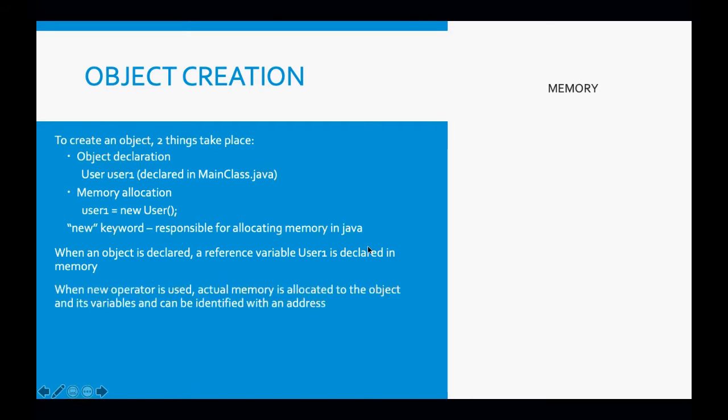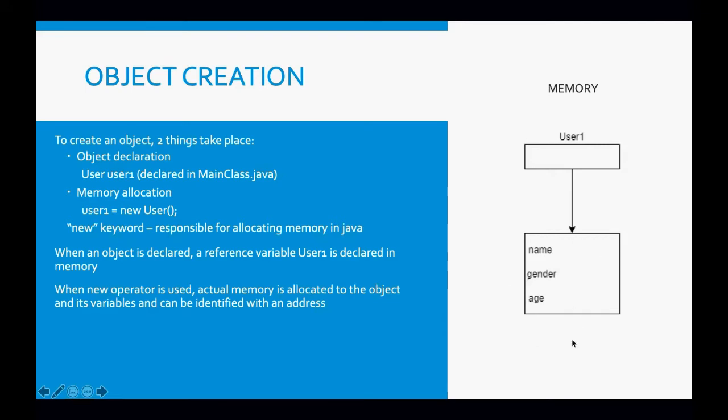When we use the new keyword, then actual memory is allocated to the object and its variables. So this is the variable that we use to reference the object. We created an object and we called it user1. This is the object in the memory. So this object is allocated memory in the Java memory, and you can identify it with an address. This is the address of my object.